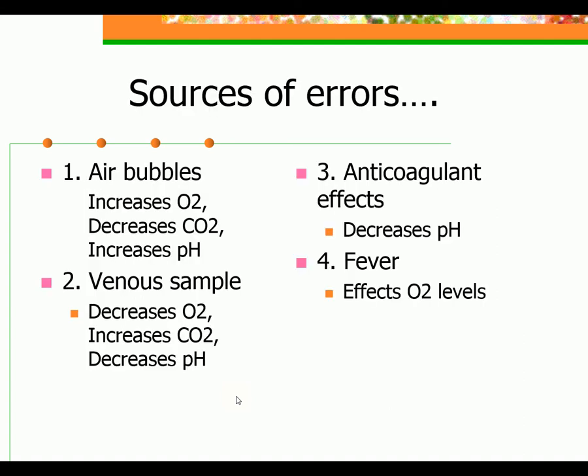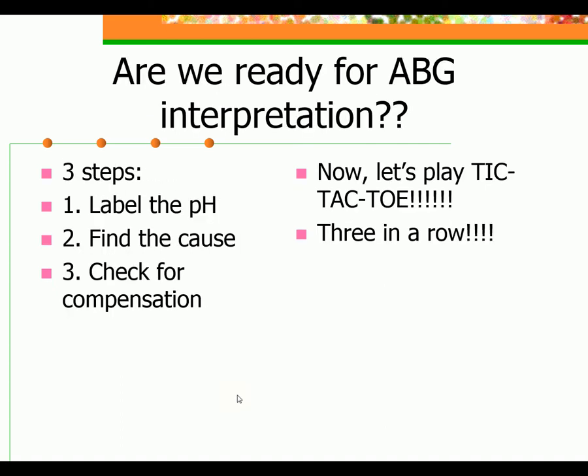Now, there are some sources of error that can occur when you're collecting your ABGs. You can get air bubbles that increase the O2, and that decrease the CO2 and increase the pH. In a venous sample, you can accidentally get one of those, and that's going to mess it up. Anticoagulant effects can cause decreased pH, and if they've got a fever, it increases the O2 level. Okay, so these are things that can go wrong with your sample.